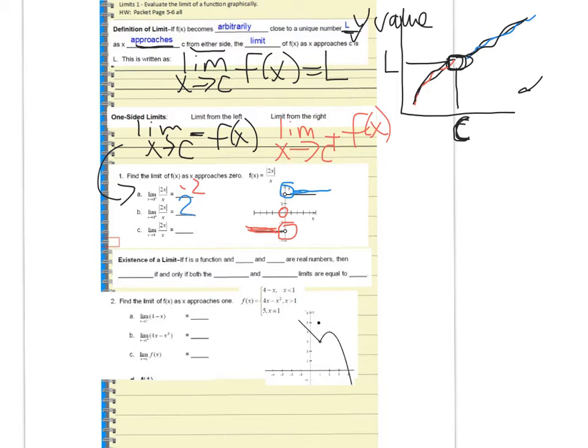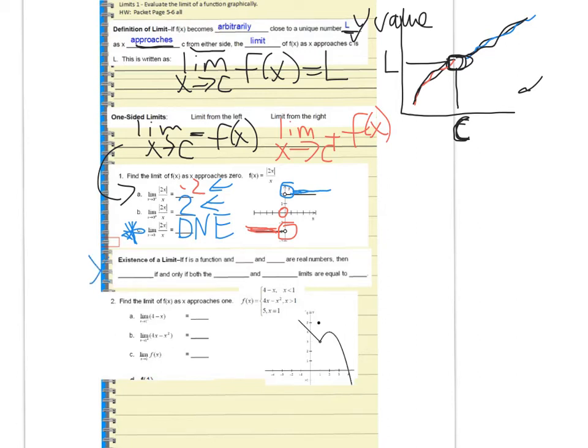Now, our definition says we have to approach the same y value from both the left and the right. On the left, we're approaching -2. On the right, we're approaching +2. So, for our overall limit of this function as x approaches 0 from either side, we say the limit does not exist because -2 and 2 are not the same y value.